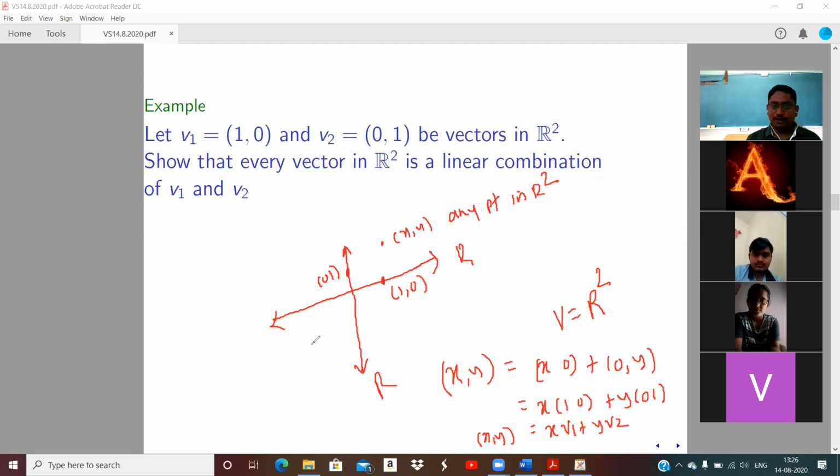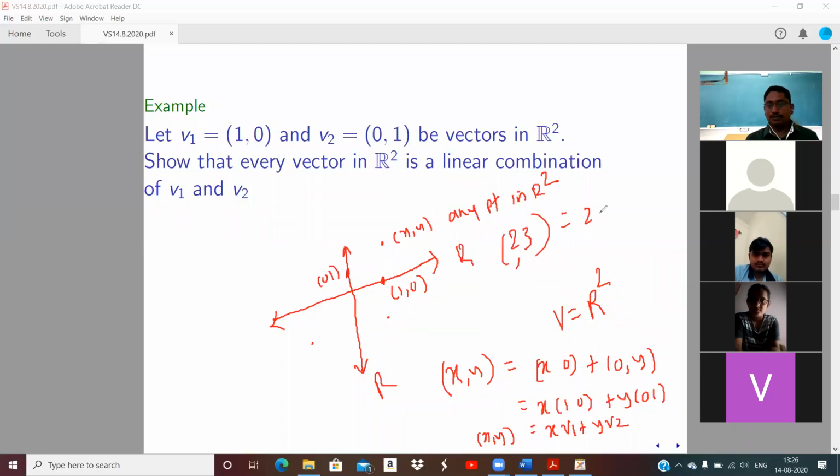So whatever (x, y), whatever (a, b) you choose, everybody can be written as the linear combination of these points. Suppose you are writing (2, 3). How is (2, 3) done? 2 into v1 plus 3 into v2. Suppose you are writing (e, pi). e and pi are also real numbers, so (e, pi) also belongs to R2. So it is e v1, e is a scalar, and pi is also a scalar because they are real numbers. So like this, every point in this plane is a linear combination of this v1 and v2.